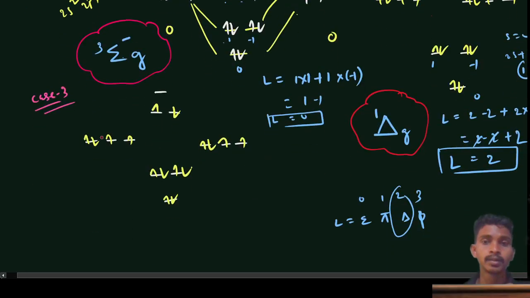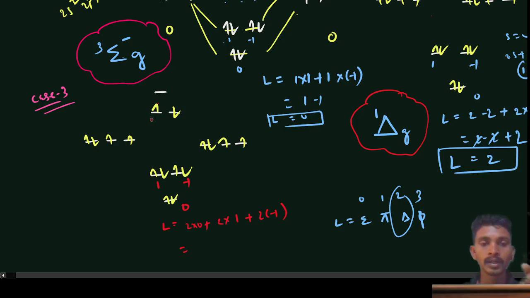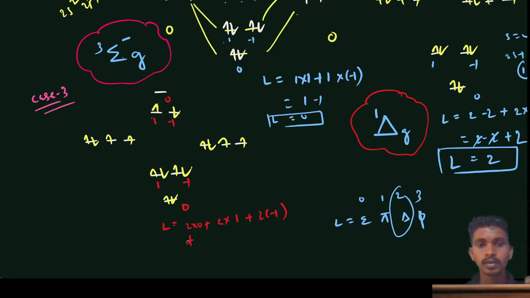Okay, so for this case 3, now we will calculate here. First we will calculate the L values. This is 0, this is 1, this is minus 1, so 2 into 0 plus 2 into 1 plus 2 into minus 1. And this value also, this is 1, this is minus 1, this is 0, so that is plus 1 into 1, and this is plus 1 into minus 1.